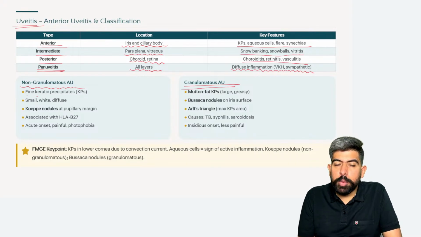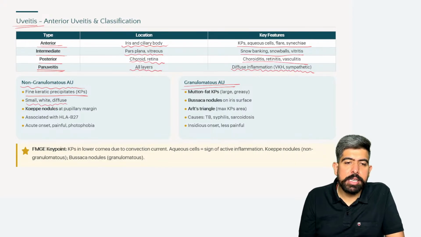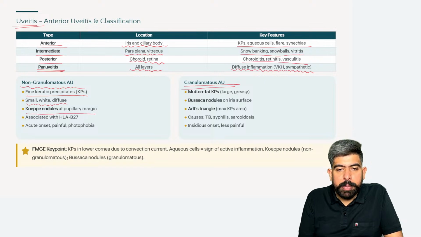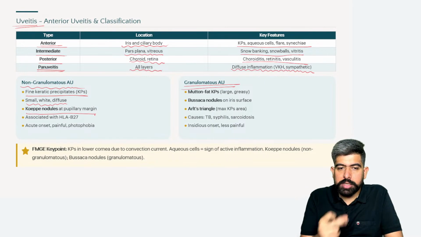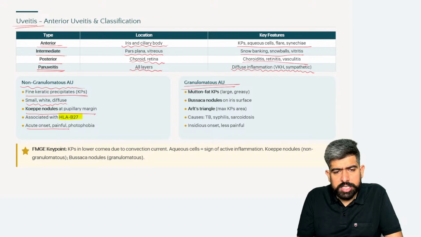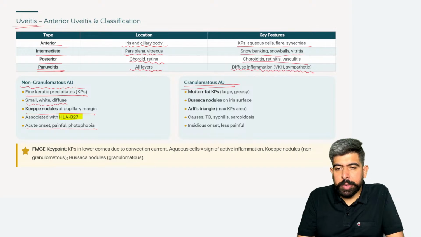The non-granulomatous we are starting with it. These are the fine keratic precipitates, and they are small, white, and diffuse. The keratic precipitates, KPs are present, but they are very fine, okay, and small and whitely diffused, right? Also, the Koeppe nodules at the pupillary margin. At the pupillary margin, there will be Koeppe nodules seen. And please remember, this is most commonly associated with HLA-B27, right? The patient is having acute onset, painful, and photophobia in the non-granulomatous anterior uveitis.